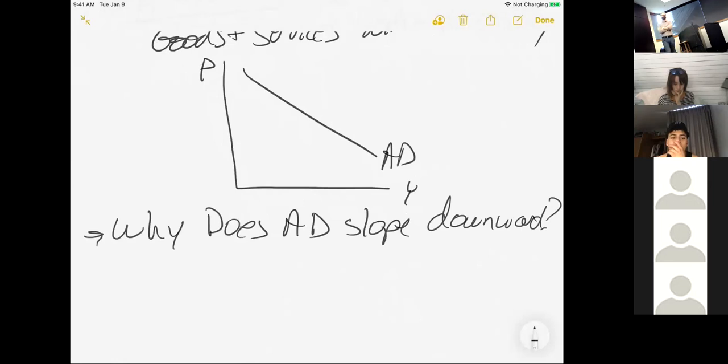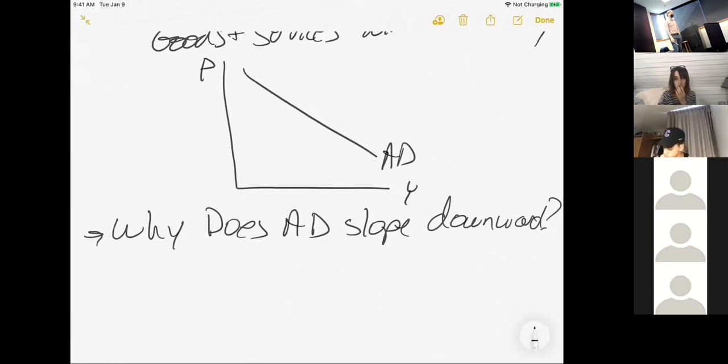Why does aggregate demand slope downward? Okay, so I can almost promise you, in fact, I will promise you, at some point I'm going to ask you this question on a quiz or an exam. And I can also promise you that a big chunk of you will get this wrong. Right? Because many of you will say, oh yeah, well, that makes sense. Aggregate demand is downward sloping because when the price level goes up, then I want to buy less stuff, and so output goes down.